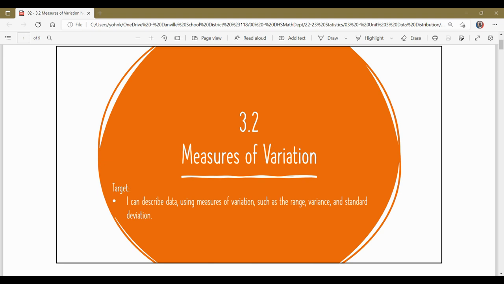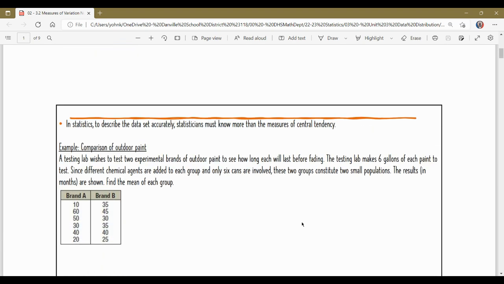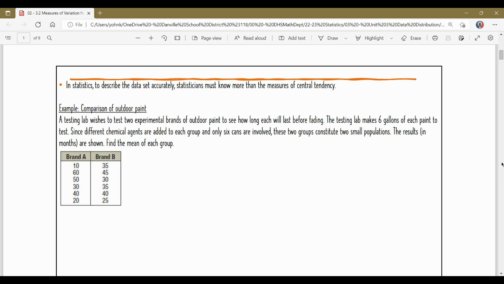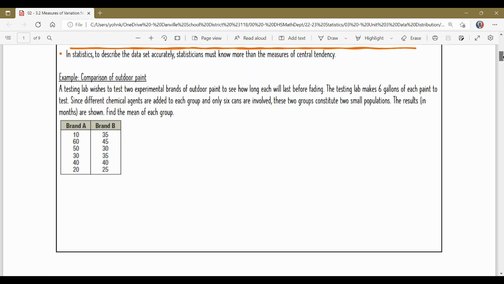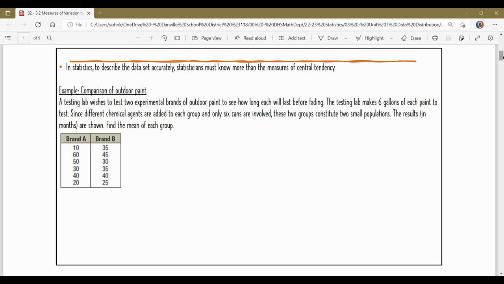Today we're going to learn how to describe data using measures of variation such as the range, the variance, and the standard deviation. So in statistics, to describe the data set accurately, statisticians must know more than the measures of central tendency. So here's an example to start off this section.